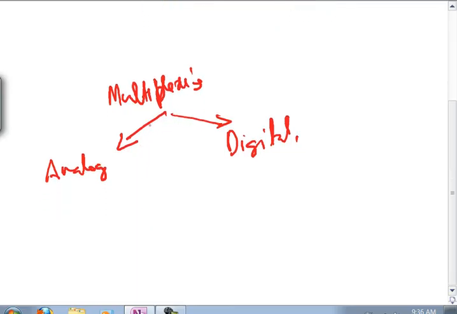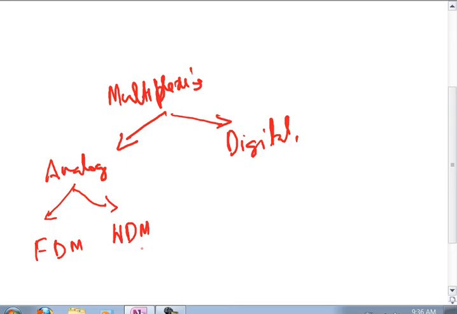Who will tell me what are the two types in analog? What is FDM? Yes, frequency division multiplexing, and then wavelength division multiplexing. Where is wavelength multiplexing being done? Optical fiber. Okay, combining on the frequencies, and then we have done all those things. And basically, we are trying to go here.